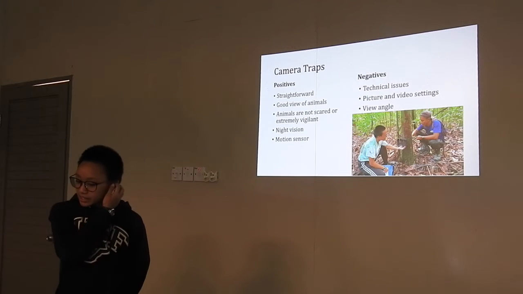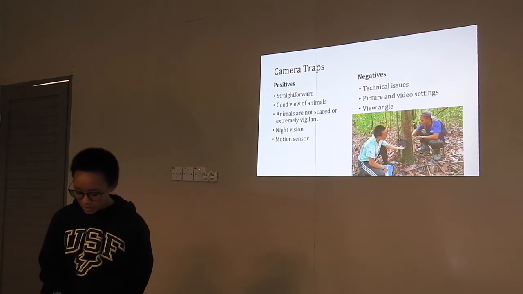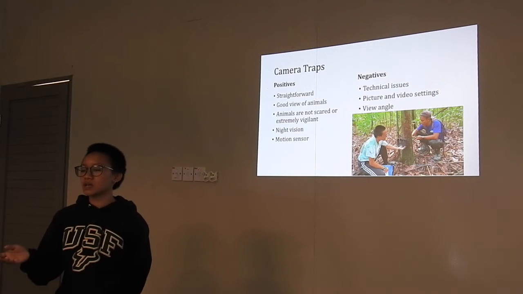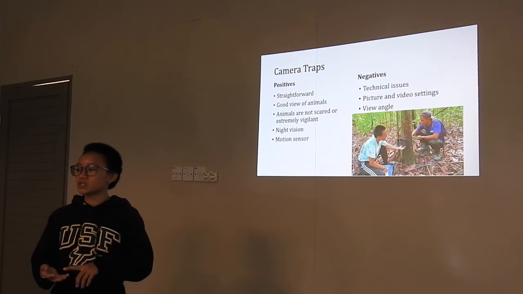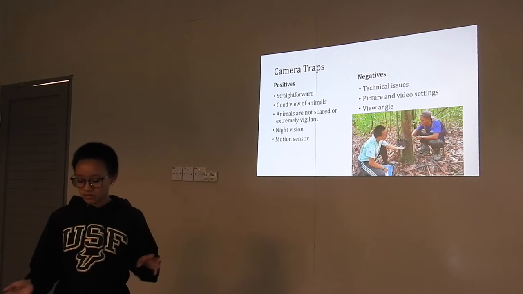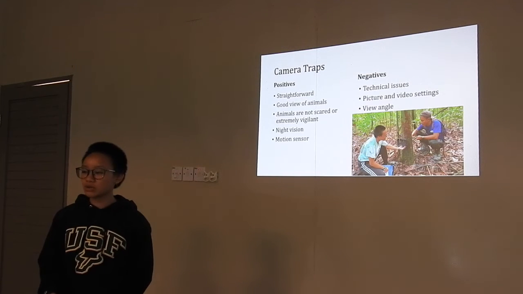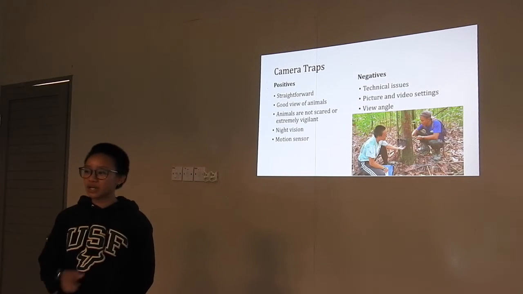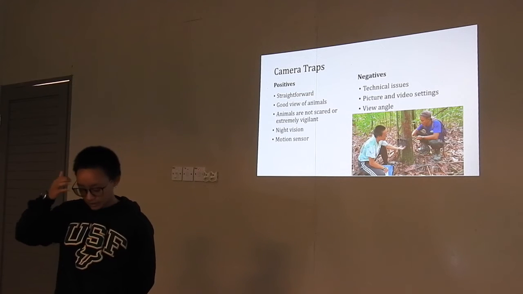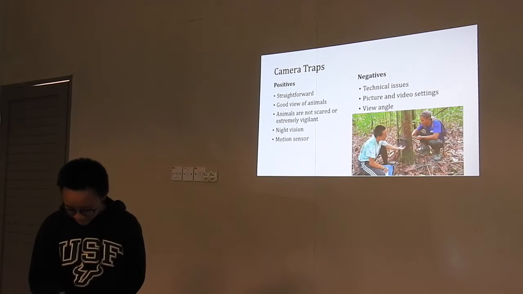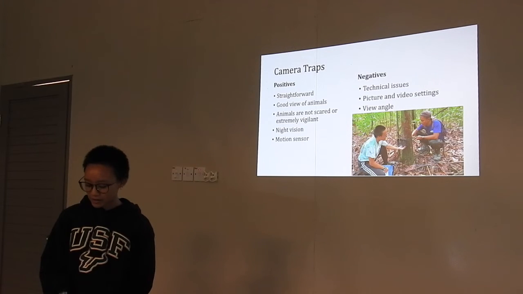And as for minor issues, it's all mainly just technical problems. The sensors, some of the cameras are either too sensitive or not sensitive at all. So maybe one good thing would be to switch out the Bushnell cameras because they're quite outdated, quite old. And what else? The batteries.